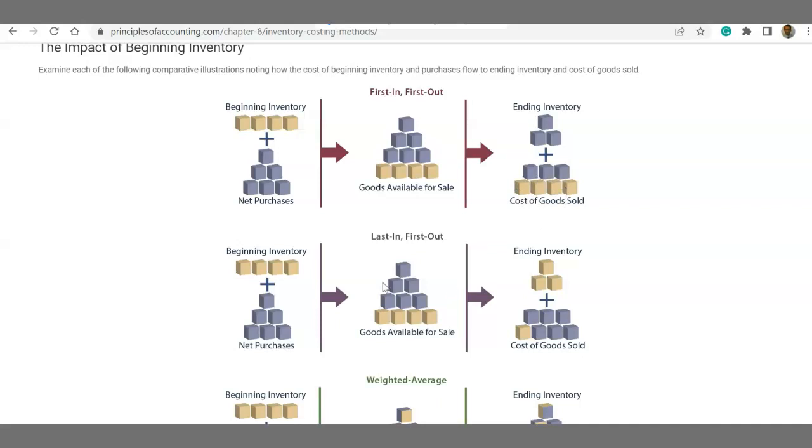Under LIFO, the ending inventory will be based on previously purchased inventory, which is very cheap. So the balance sheet asset will be lower and the cost of goods sold will be higher. That means net income will be lower. And because of lower net income, they will also pay less taxes momentarily, of course.